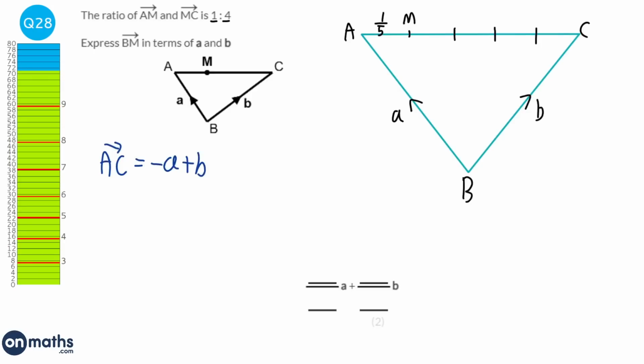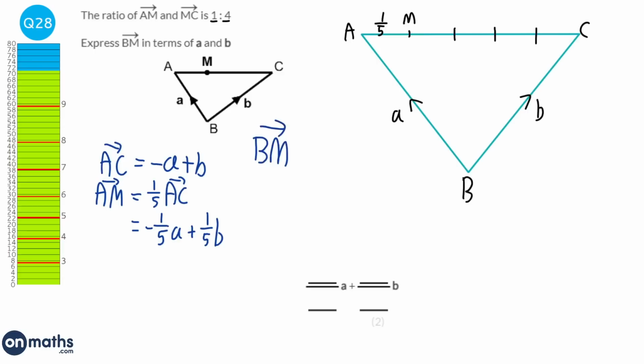So we can find out A to C is going to be going backwards down A, then up B. Now A to M is going to be 1/5 of A to C. Now if A to C is minus A plus B, that means A to M is going to be minus 1/5 A plus 1/5 B. Now we're asked for the vector B to M, and we know that that's going to be B to A plus A to M.